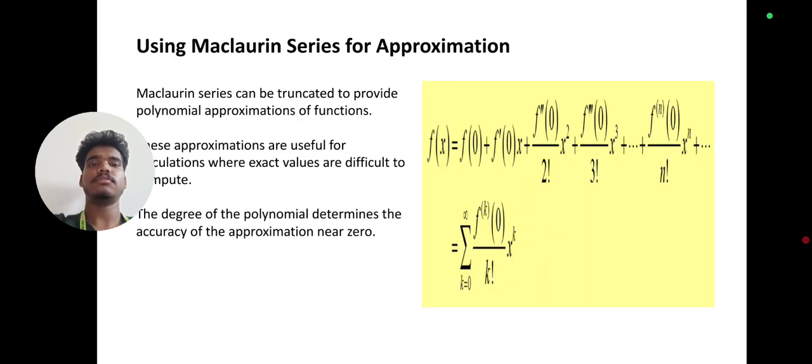Next, using Maclaurin series for approximation. Maclaurin series can be truncated to provide polynomial approximations of functions. These approximations are useful where exact values are difficult to compute. The degree of the polynomial determines the accuracy of the approximation near 0.